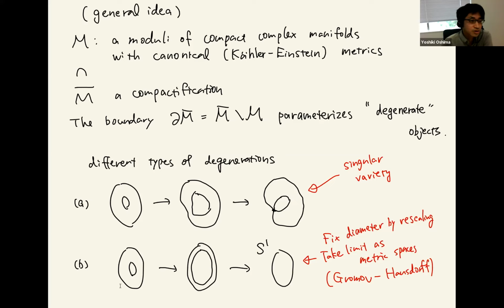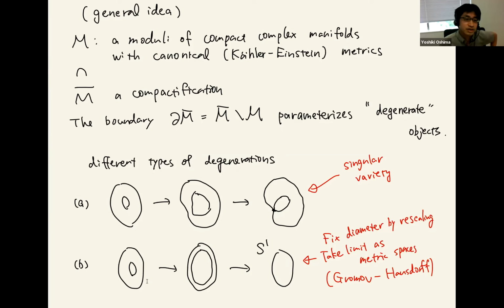But we also consider a degeneration as a metric space. So we consider a variety which has a canonical metric. Then for each family, we have metric spaces. And in this picture, this is a torus. We may think of it as an elliptic curve, and in this case we have a flat metric on this torus. And then the torus becomes thin, and finally, the limit becomes this S1.